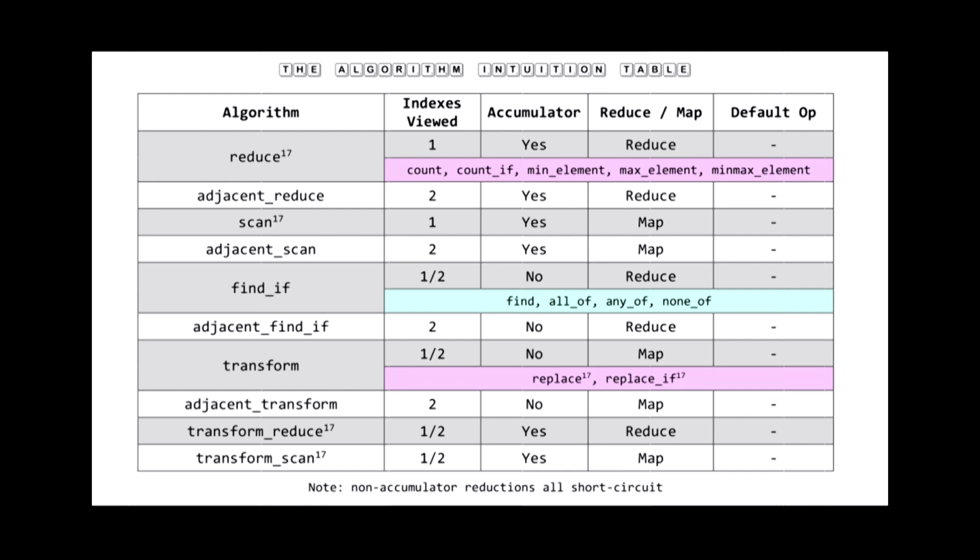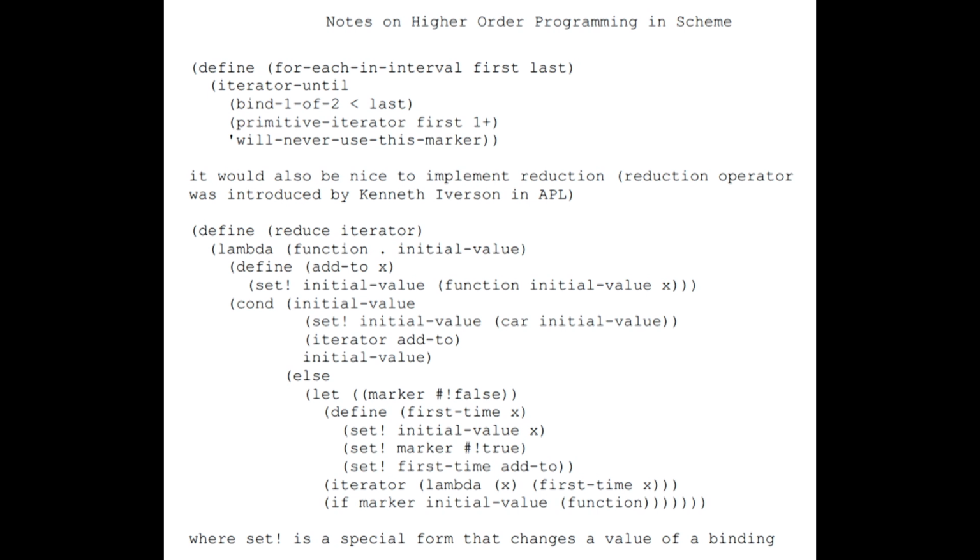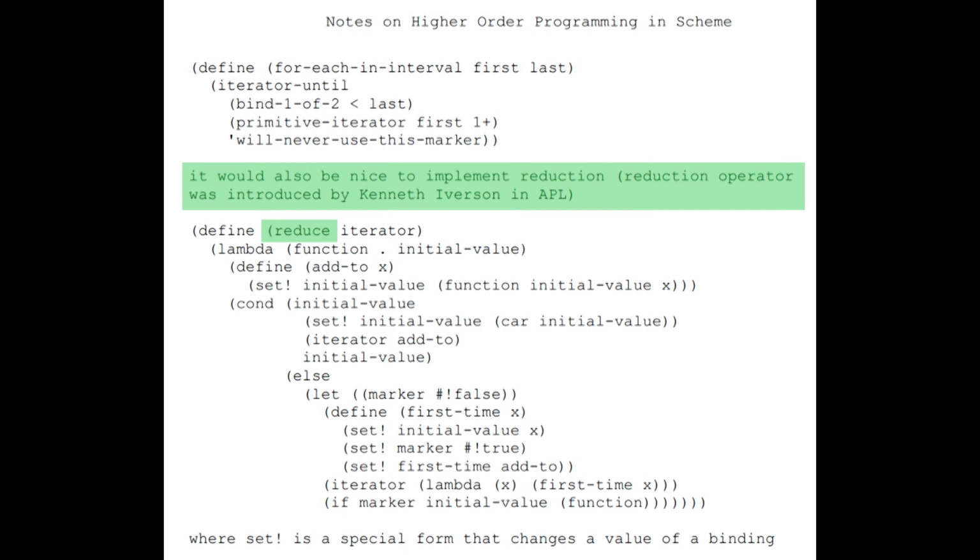The last thing I'm going to say about the Stepanov talk is that he shows sort of a genesis of the STL, and in the middle there is a reference to the work that he did in Scheme. If you go to stepanovpapers.com, he has his Scheme notes, which is, I think, 90 pages of Scheme. And in the midst of that, he shows his initial implementation in Scheme of what would become std accumulate, and references, once again, that this is borrowed from Ken Iverson in APL, which I think is just awesome. I haven't fully read through this, but the pieces that I have, it's illuminating.